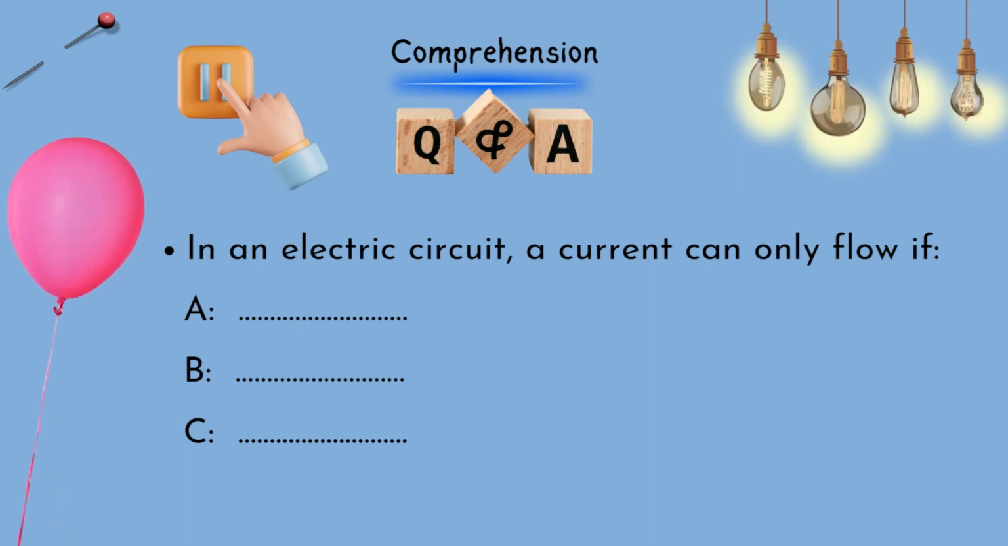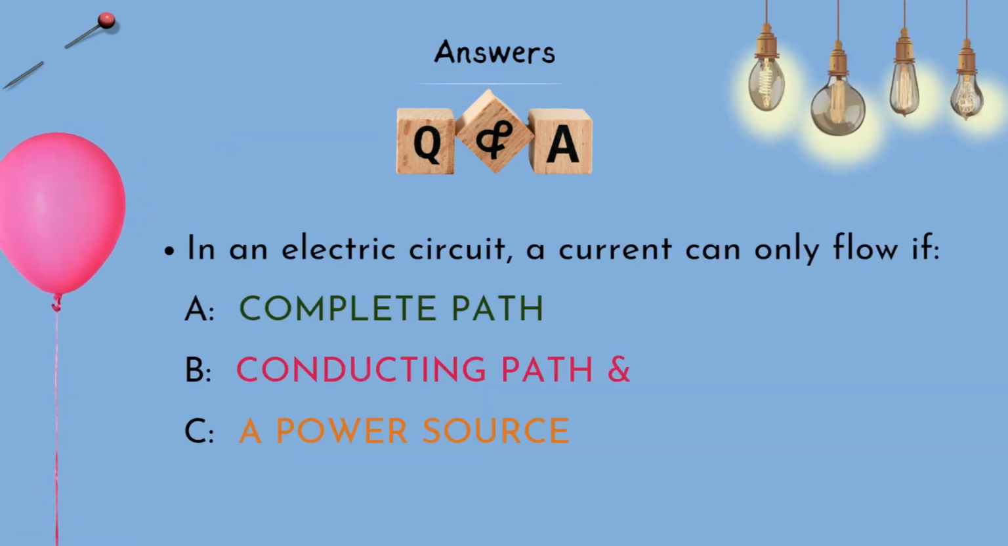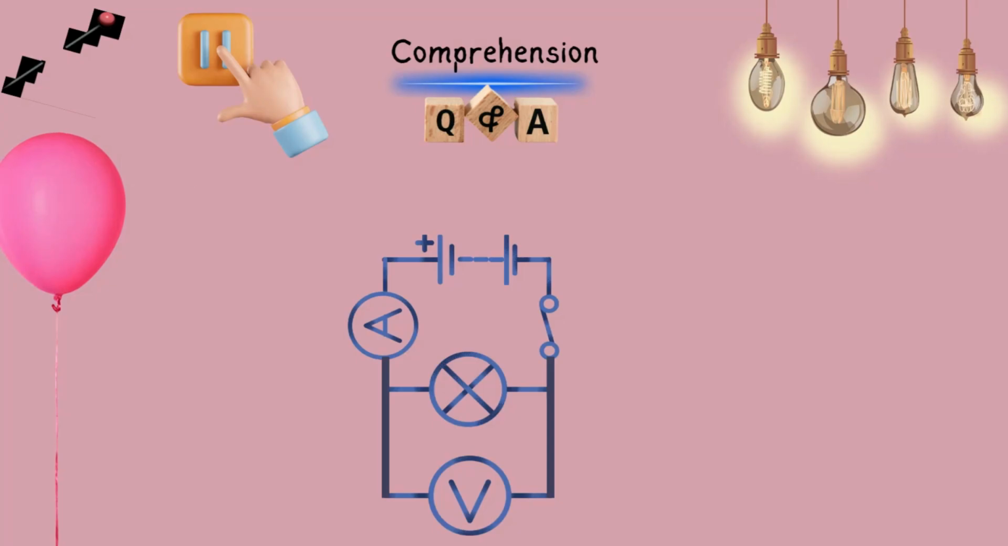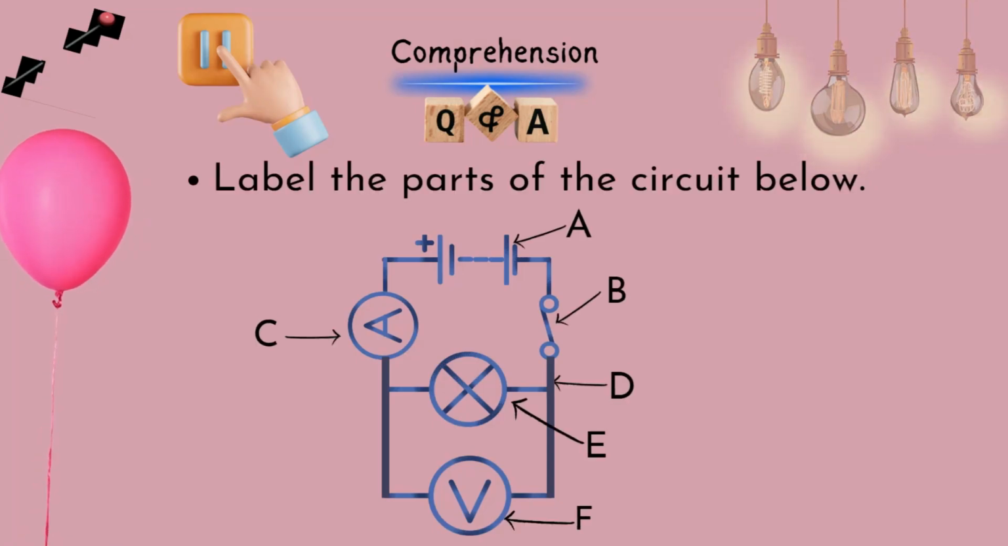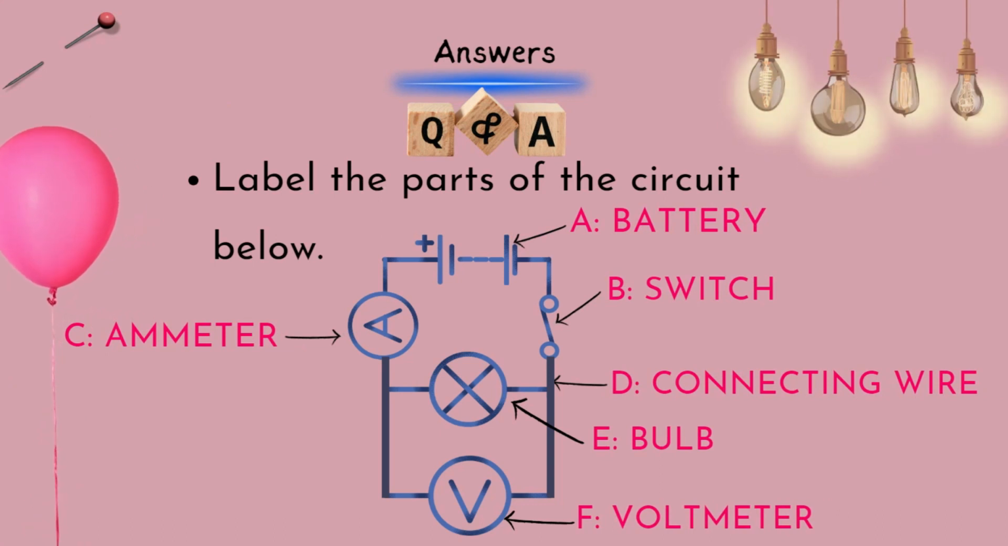Comprehension. In an electric circuit, a current can only flow if... Pause this video to answer this question. In an electric circuit, a current can only flow if a complete path, a conducting path, and a power source are present. Comprehension. Label the paths of the circuit below. You may pause this video to answer this question. Congratulations! Did you get it right? I hope you did.